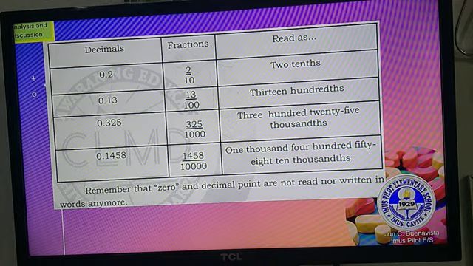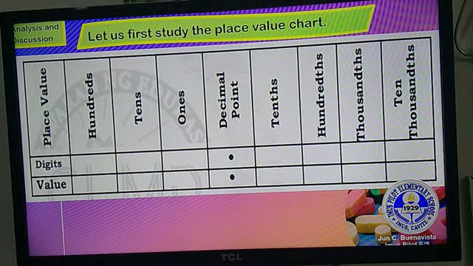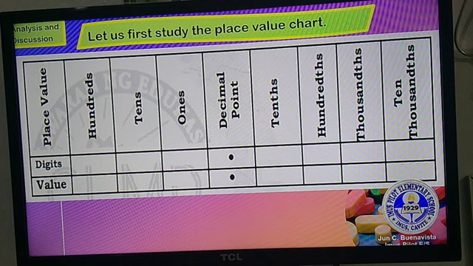Okay? So let us study now the place value chart in order to answer the questions a while ago. So I have here a place value chart. So the place value, I will put here the digits and then the value. So in our whole number, we have hundreds, tens, ones. So you have already learned this in the past lesson.